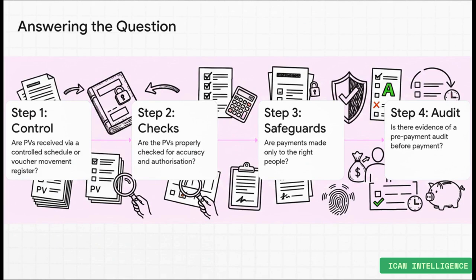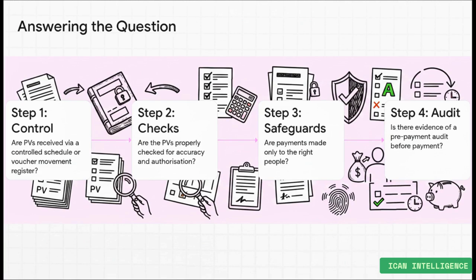Your checklist should be a series of sharp, control-focused questions. Step 1. Voucher control. Are the payment vouchers, or PVs, received through a controlled schedule or a voucher movement register? This checks your input control. Step 2. Verification. Are the PVs properly checked for accuracy, for correct coding, and for proper authorization? This is all about data integrity.